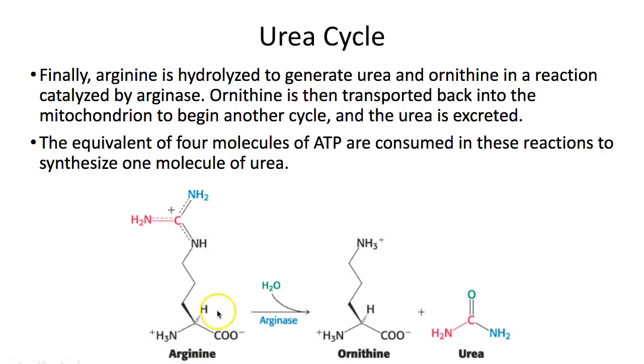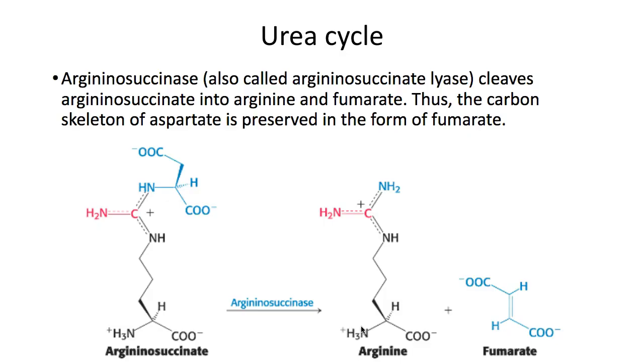So we have this arginine. It goes through arginase enzyme activity with water, where this urea group ends up being cleaved off right here. It forms urea to be excreted through the body, and you have that starting ornithine that goes into the mitochondria and starts the process all over again. And that is the urea cycle.